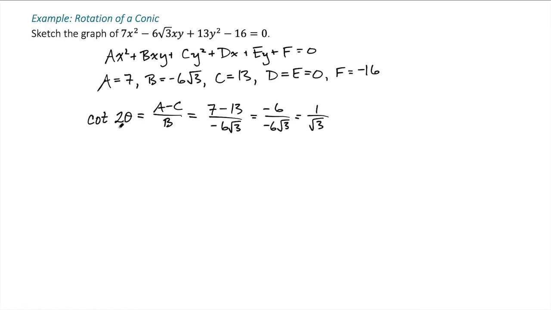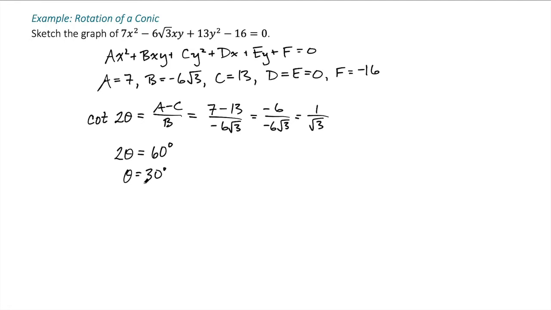And we're going to pick the angle that's between 0 and 180 degrees. So 2 theta, we just need to know when cotangent is equal to 1 over root 3. And this occurs at 60 degrees. Okay, so then theta, we just divide by 2, we get theta equals 30 degrees. So this is the angle of rotation. To graph this, we have a conic that will be rotated 30 degrees counterclockwise, and so that's what we're going to do. So when we find our new equation in the x prime y prime system, we're going to graph that at an angle of 30 degrees.